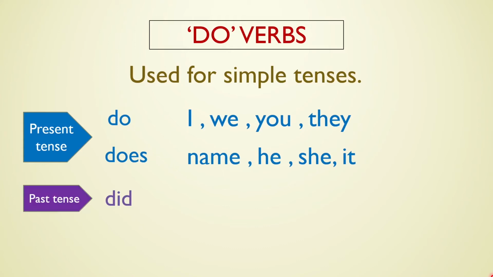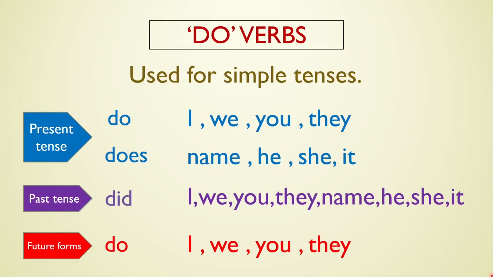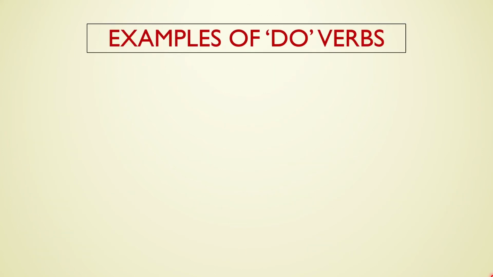Did is used for past tense. And with did, we use I, we, you, they, any third person's name, he, she, it. So with did, we can use any kind of subject or any kind of pronoun or any kind of person. Do is also used for future forms. I'll show you in the example later on.